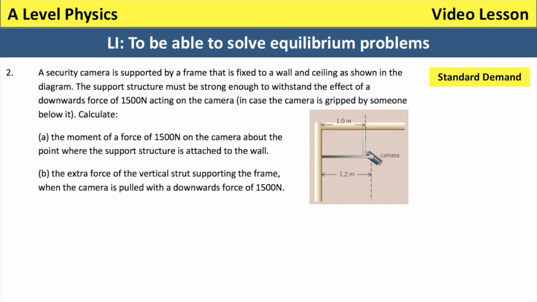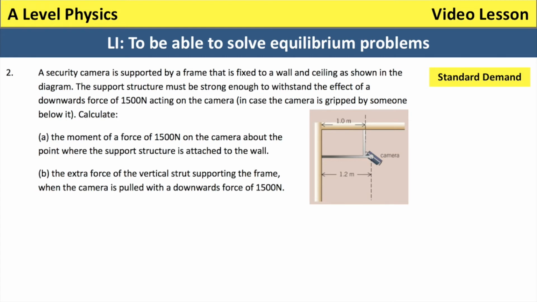Question 2. A security camera is supported by a frame that is fixed to a wall and a ceiling as shown in the diagram. The support structure must be strong enough to withstand the effects of a downwards force of 1,500 newtons acting on the camera in case the camera is gripped by someone below it, obviously a criminal trying to get away with some criminal activity.